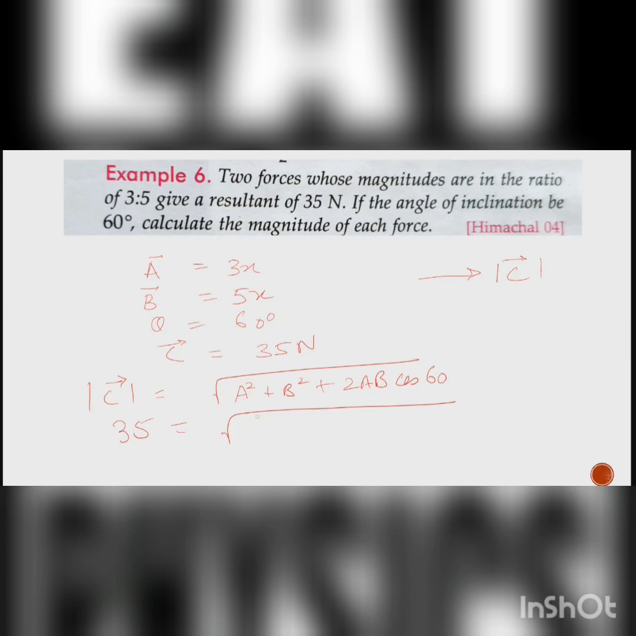35 Newton equals under root 3x whole square plus 5x whole square plus 2 into 3x into 5x into cos 60. हो जाएगा इसके आगे? हाँ, ma'am. तो बेसिकली इससे आपका सिर्फ x निकलेगा. So what do you have to do? x निकलने के बाद just multiply it by 3 to get the value of A, multiply it by 5 to get the value of B. ठीक है.